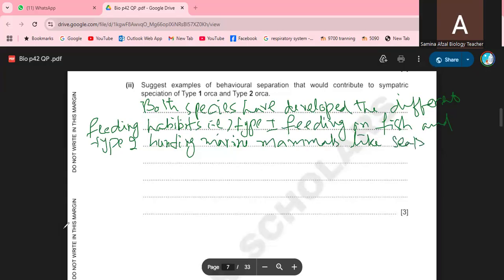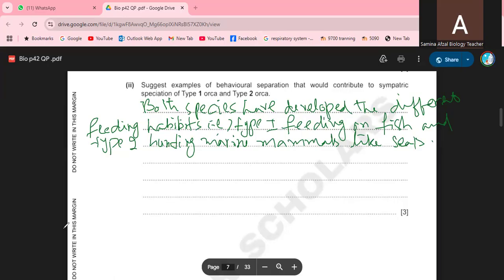So both of these species have developed different strategies, and in this way, they have brought about different types of changes in their body pattern and in their behavior to feed on different types of food. And secondly, we can say that the orcas live in complex social groups, and the difference in prey types could lead to the evolution of distinct social structures and different feeding.